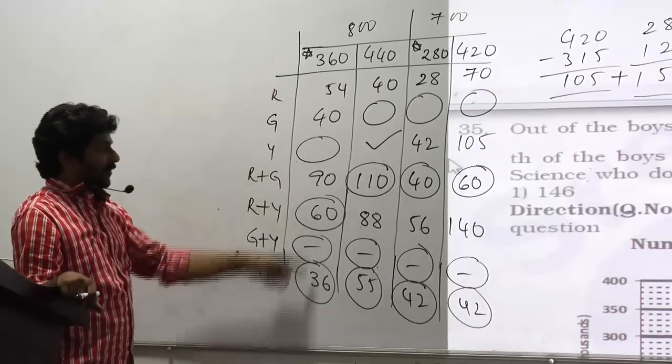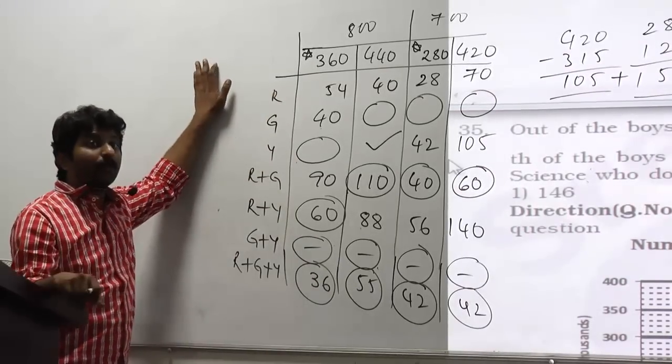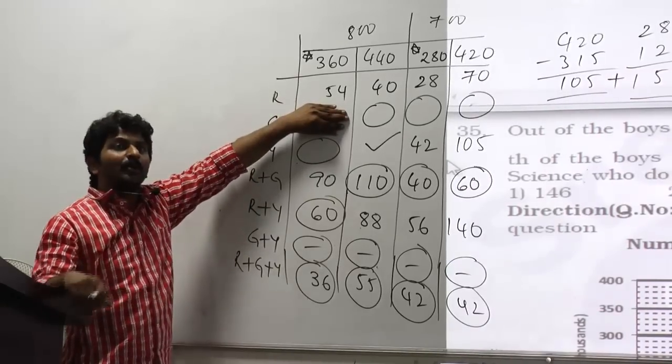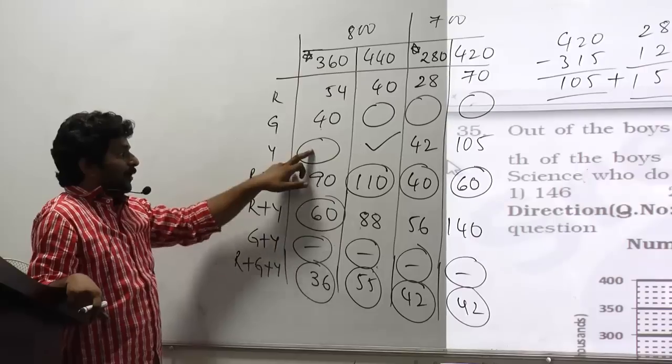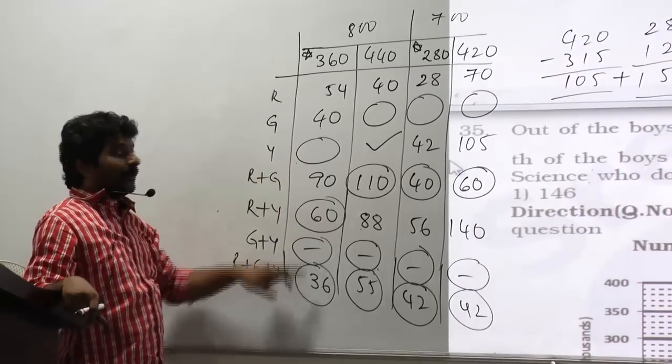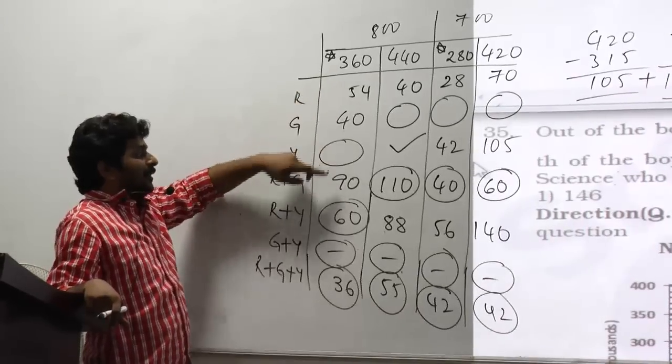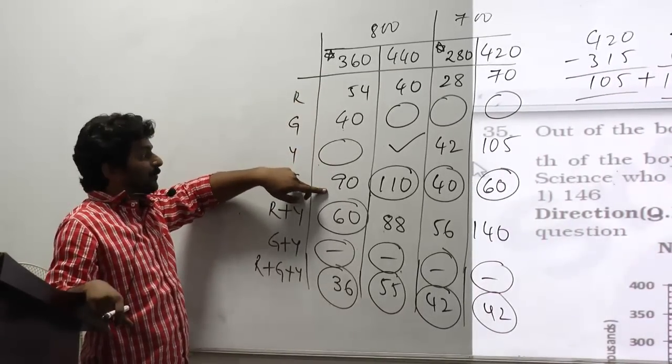How much is the sum of given numbers? 240 is the rest. Now you need the sum of circle numbers, right? From 360 you need to subtract 54, 40, 90. Then you will get your answer.